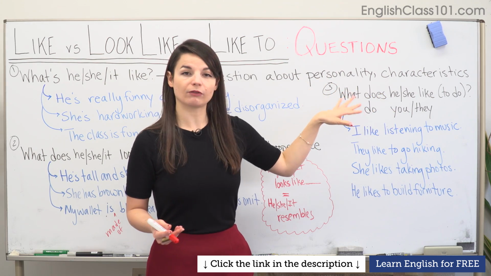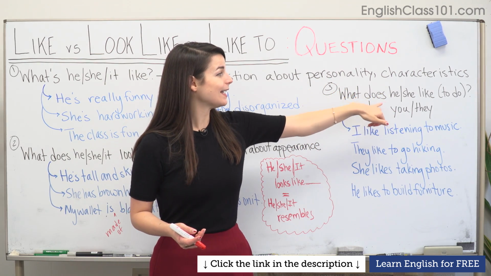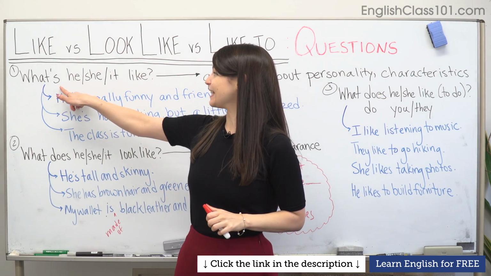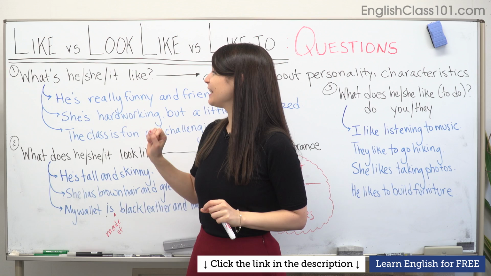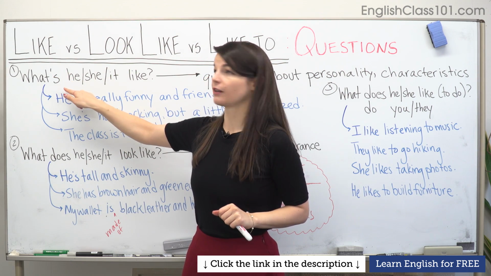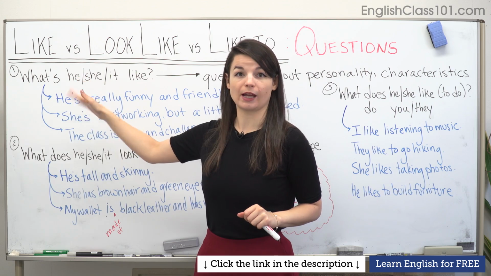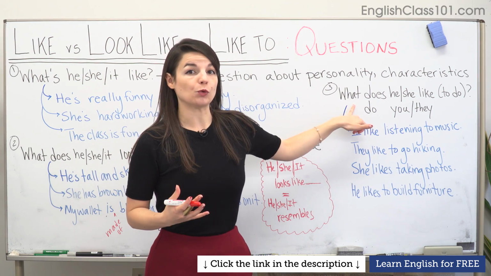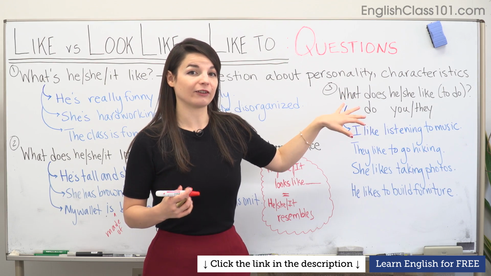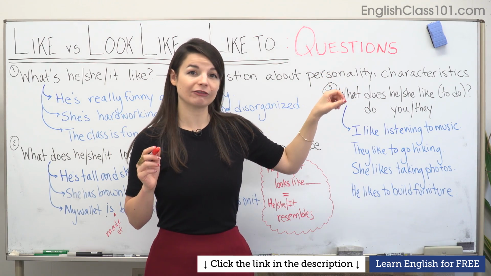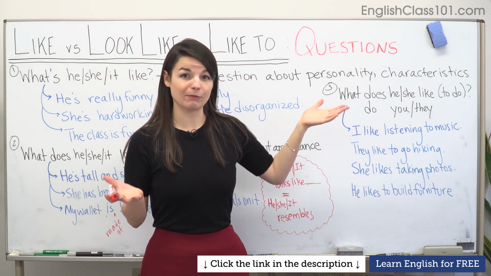So one point for listening here. What does he like? What does she like? And what is he like? What is she like? Here we have is. Is our verb. Or what are you like? What are they like here? Over here, the verb is do. So please listen carefully. What's and what do? These are two very, very different sentences with very different meanings.